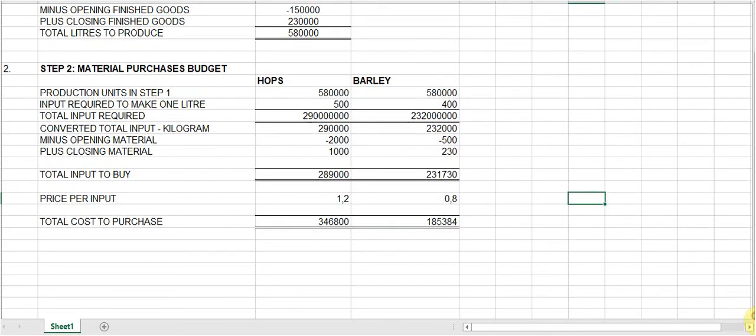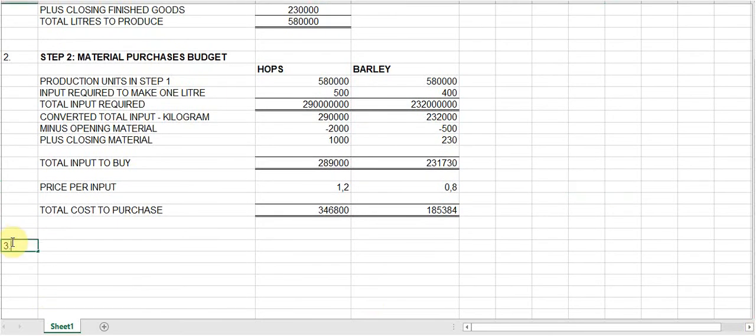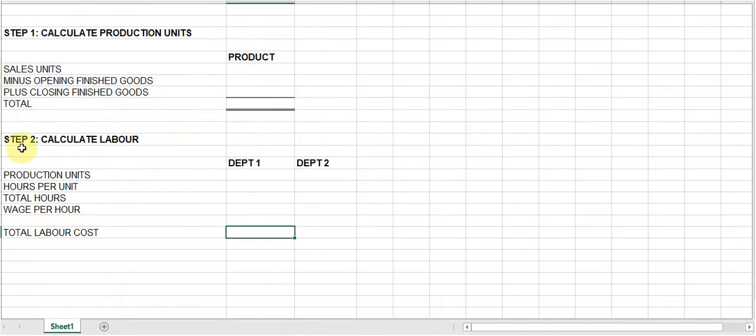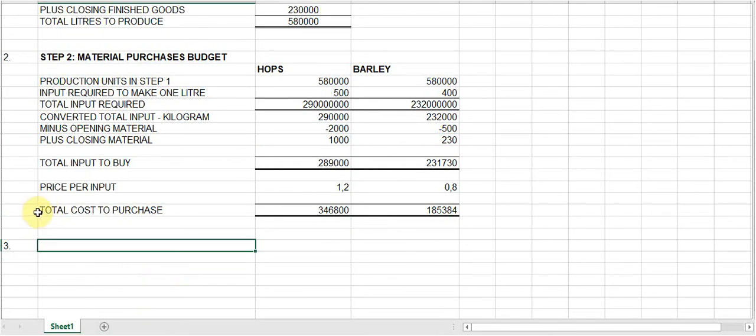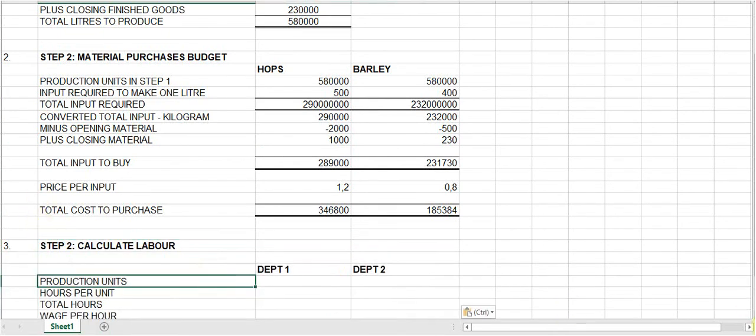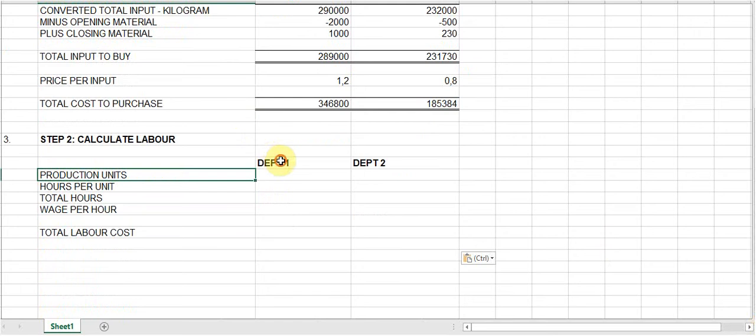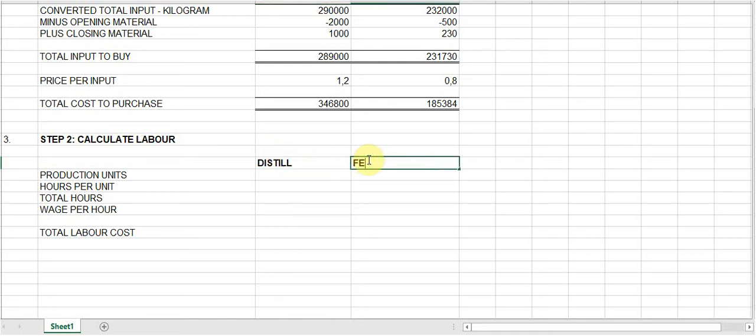The second or the third required part will be our labor budget. So for the labor budget, I'm going to the labor template. I'm just copying that one. So of course now this is step 2 if only the labor budget is done. And now we have a department for distillation. Distill, and we have one for fermentation, ferment. The production units will always be the same. In this instance, we had production liters.